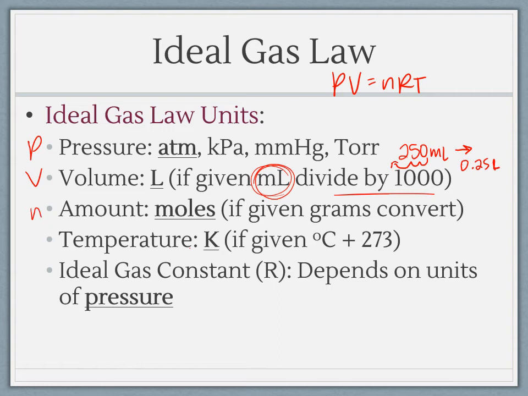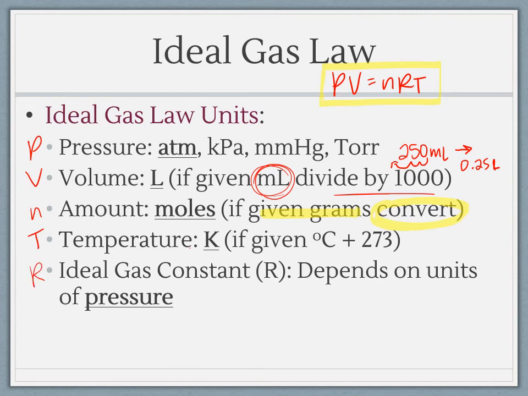N is the amount, or moles. Now, this is going to take some of our prior knowledge. If our problem gives us grams, there is nowhere in this ideal gas law to plug in grams. So we have to convert grams to moles. But that's easy peasy. We've been doing that forever now. T is, of course, temperature, and just like I told you before, we are always going to convert that to Kelvin. So if it's degrees Celsius, we add 273.